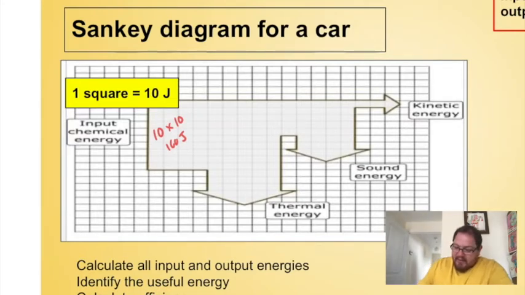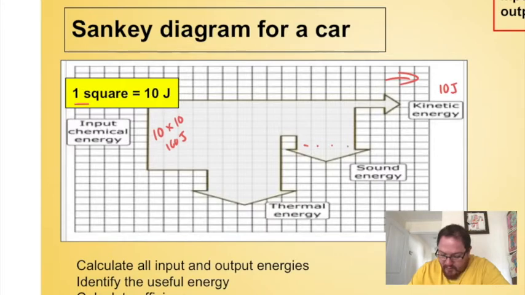Now we look at the useful energy. The useful energy always carries along the top. Well, it's only one square, and it says there 1 square equals 10 joules, so my kinetic energy is going to be 10 joules. Now I'll move on to my wasted energy. I've got 1, 2, 3, 4 squares there. By the way, it doesn't matter how far it comes across and how far it comes down on the wasted energy. We're only looking at the thickness of the lines, not the length of the line.